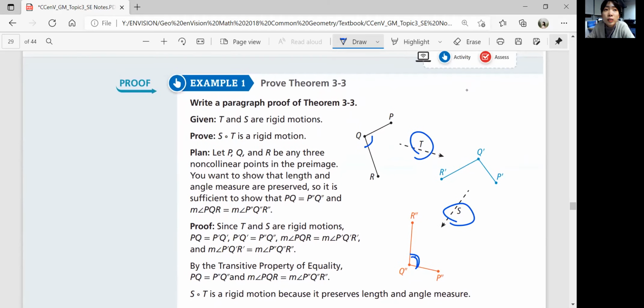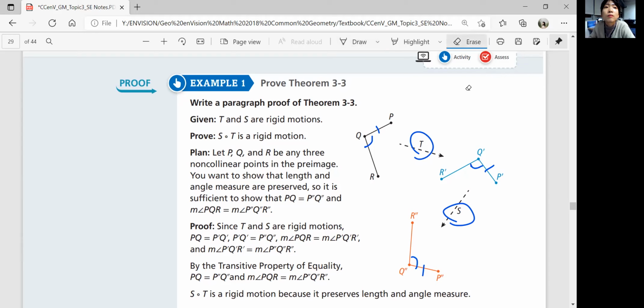Since T and S are rigid motions, line PQ should be equal to P prime Q prime, because the definition of rigid motion is to preserve length, right? So this and this should be the same. Because S is also a rigid motion, P prime Q prime should also be equal in length to P double prime Q double prime, right? And our angle measures are also preserved. So they're all the same.